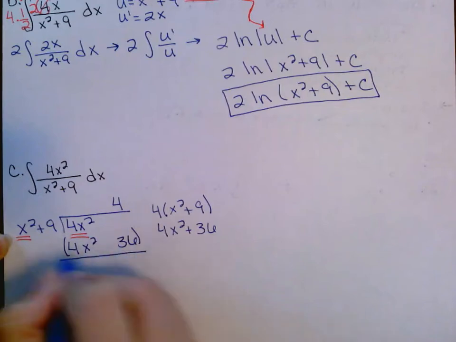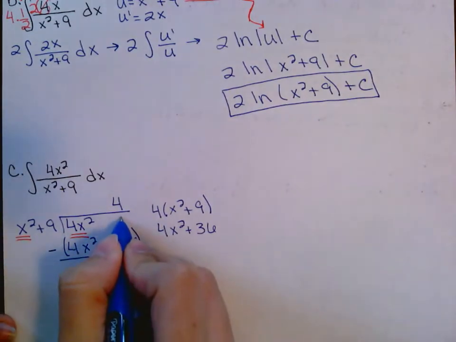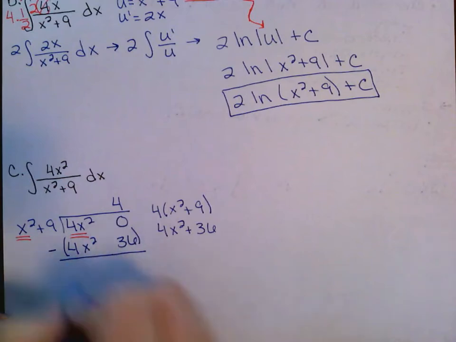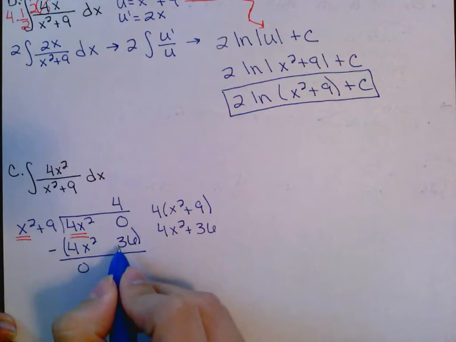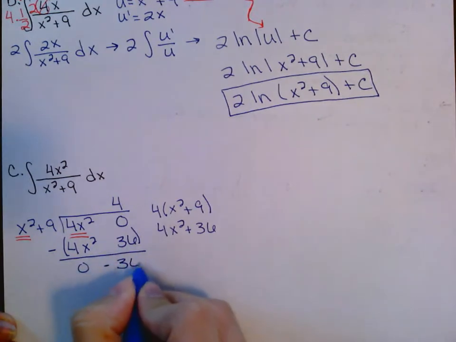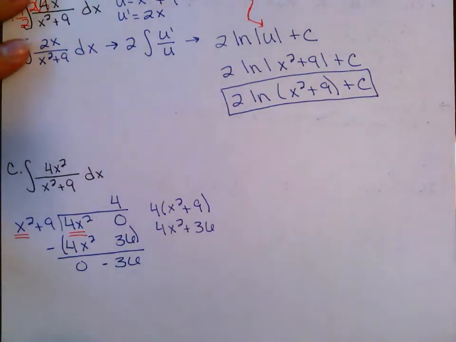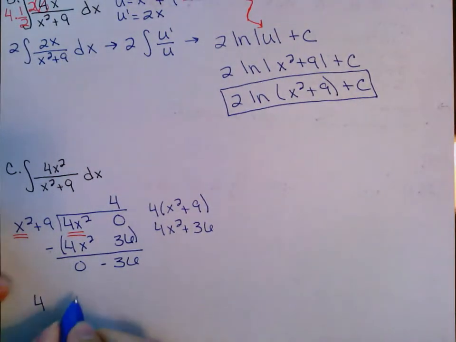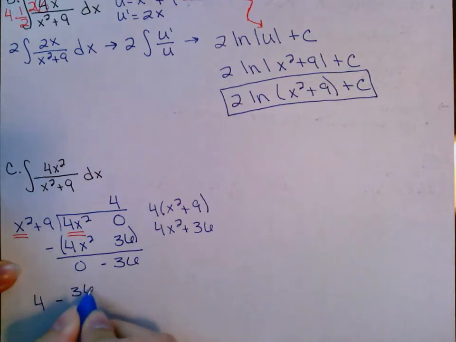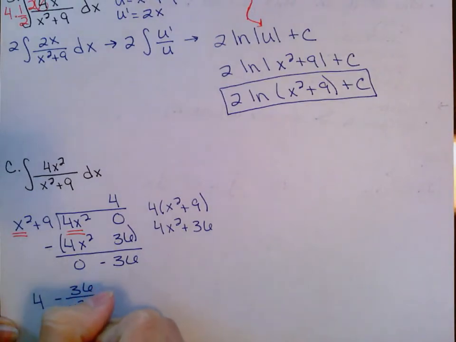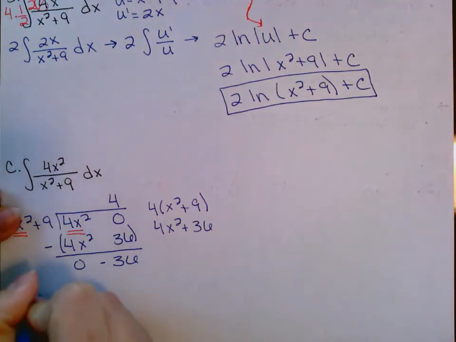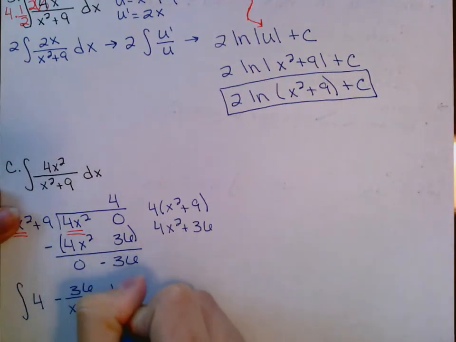Remember, when we're doing long division, now we subtract this. So pretend like there was a 0 here. Okay, so 4x squared minus 4x squared is 0. And 0 minus a 36 gives me a negative 36. So that's my remainder. My answer would be 4, instead of plus, because my remainder is negative, I'm going to put minus 36 over what I was dividing by, which is x squared plus 9. So now this is what I'm really doing my integral of.